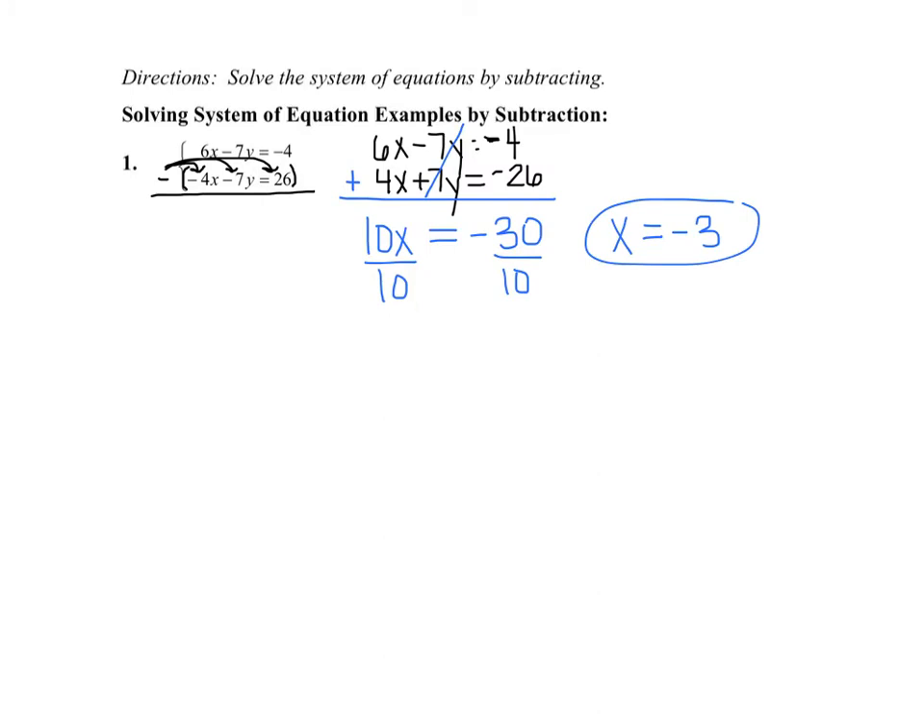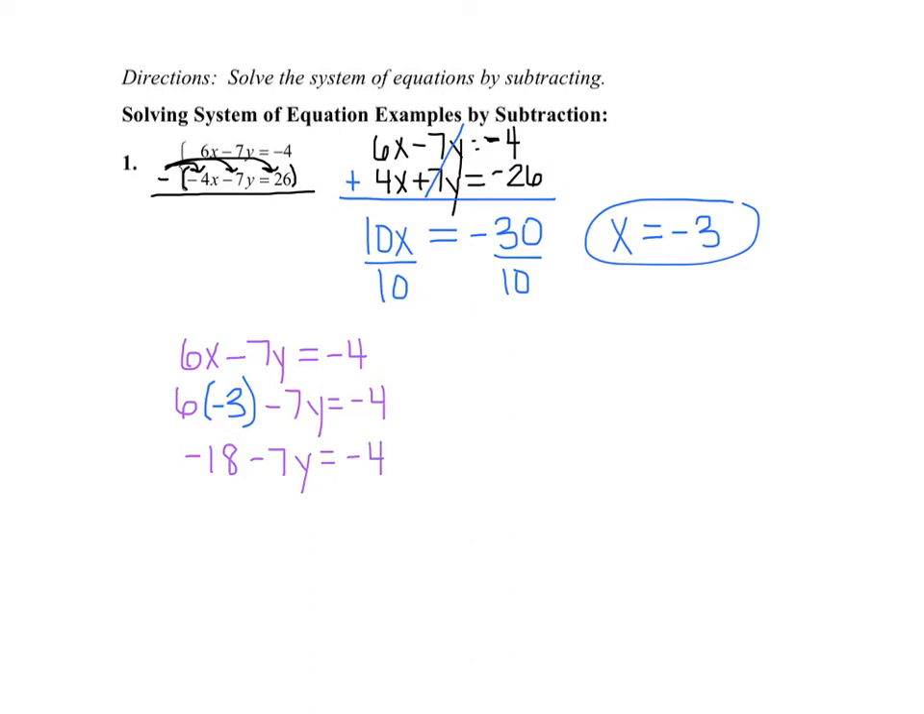So that's step 2. Now our last step is to plug in the negative 3 into our equation to solve for y. Let's rewrite our first equation, 6x minus 7y equals negative 4. We just solved for our x, which is negative 3, and we're plugging it in. 6 times negative 3 is negative 18. Minus 7y equals negative 4.